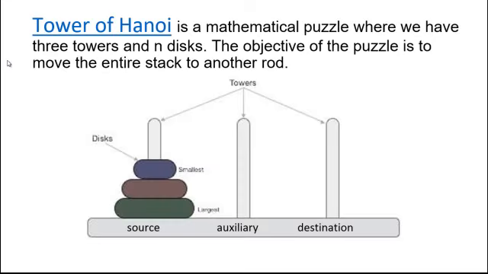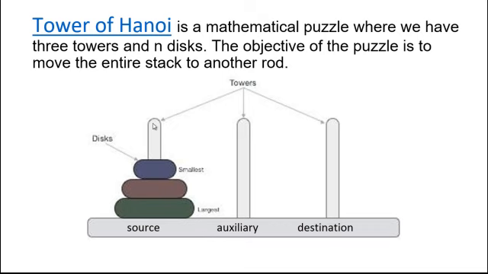Let us discuss Tower of Hanoi. Tower of Hanoi is a mathematical puzzle where we have 3 towers and N disks. So the objective of this game or this puzzle is to move the entire stack to another rod. We have here the image of Tower of Hanoi.